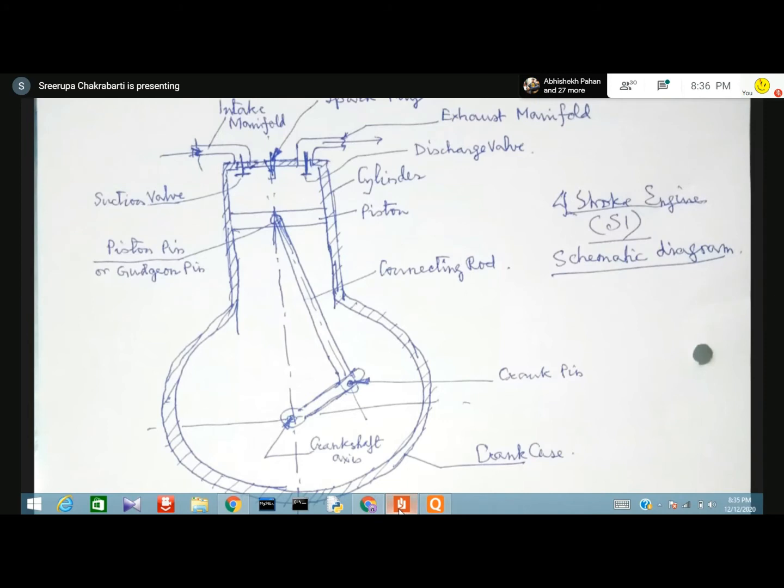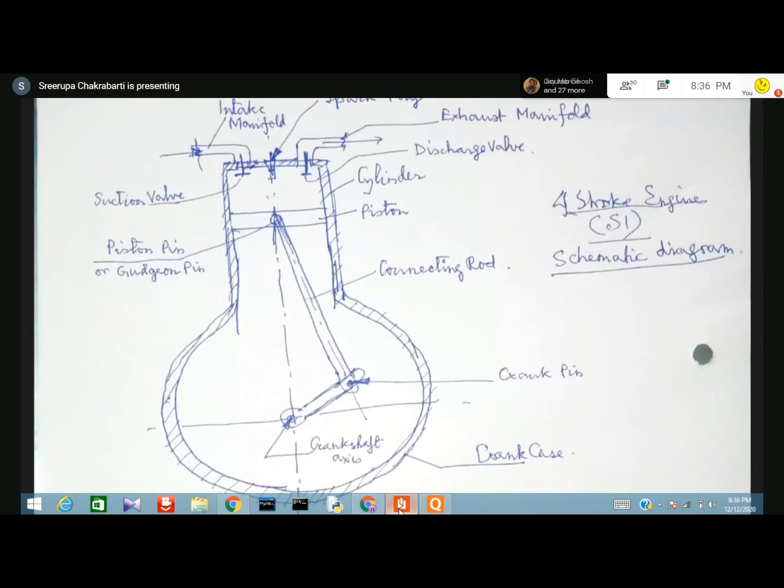If you consider a V-type engine with two cylinders inclined to each other at a certain angle, it has two different cylinders, two different pistons, two different cranks, two different connecting rods, but only one crankshaft. The crankshaft axis is one. That means the power generated from the two cylinders comes to a single shaft. Do you follow?